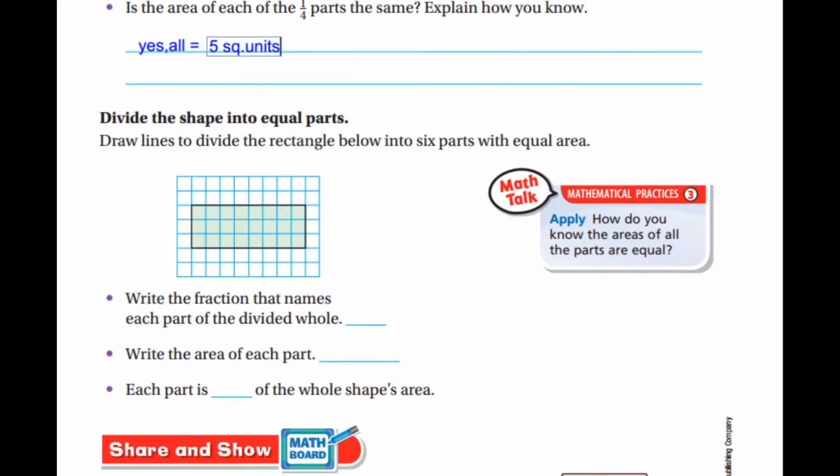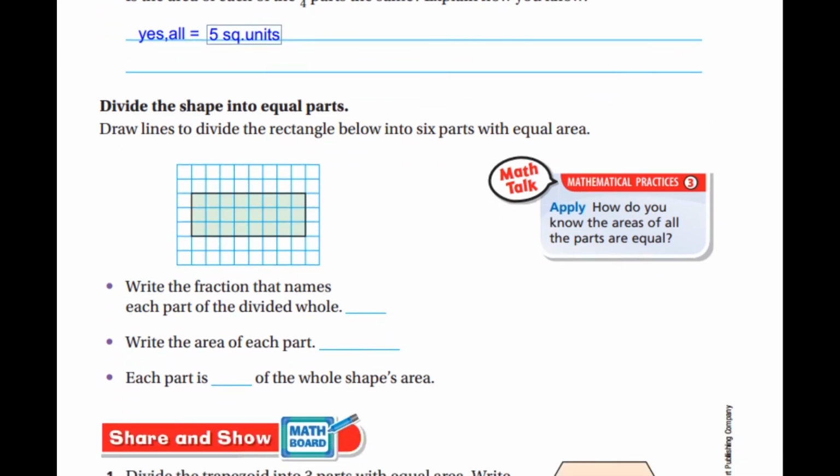Divide this shape into equal parts. Draw a line to divide the rectangle below into 6 parts with equal areas. So let's see how we can do that. Okay, let's divide it into 6 equal parts. So this is the first. From the middle we make a line. Then let's make a horizontal line here, a horizontal line here. So how many parts in all now? 1, 2, 3, 4, 5, 6. So that's the best solution.